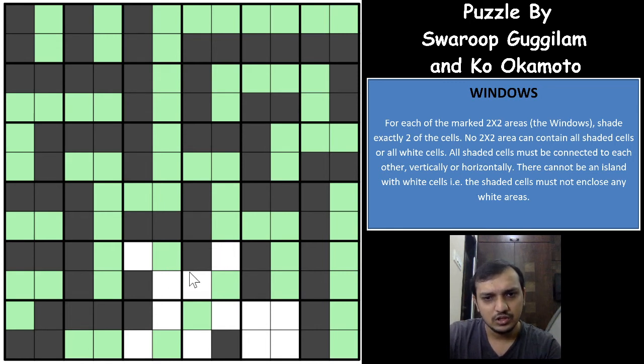Now if you see, these two blocks of shaded cells have to be connected this way only, towards the right of the grid, because there is no other possibility, right? So this has to be shaded, this is white, this is white, this is black, right?